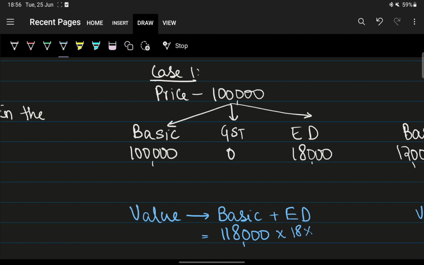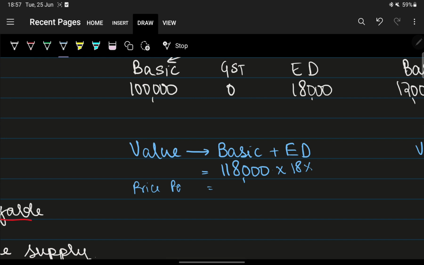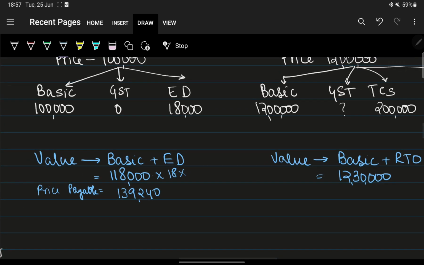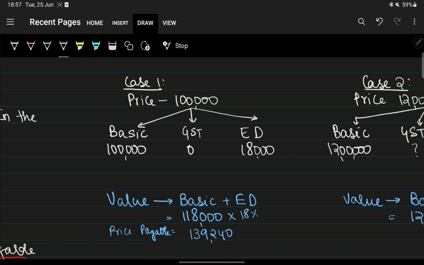1 lakh 18,000 into 18%. That will come up to 21,000. I'll just add it. So the price payable will become 1,39,240. This is how you are supposed to calculate when it comes to section 15(2)(a). This is basically from section 15 subsection 1, and this excise duty is added due to section 15 subsection 2 clause A.